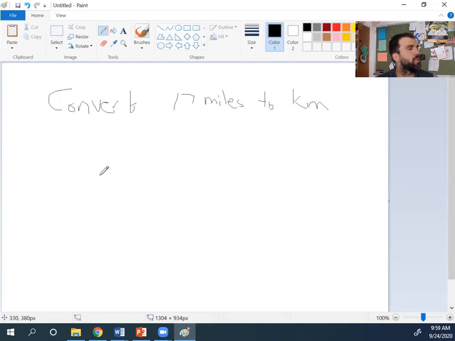So our first step in these conversions is still the same thing it's always been. Take what we know and put it over 1. So I know I have 17 miles, I'm just going to abbreviate MI, over 1. Our next step doesn't change either. We know that you can multiply. What's the unit on the top of step 1? Miles, so it's going to go on the bottom of step 2.